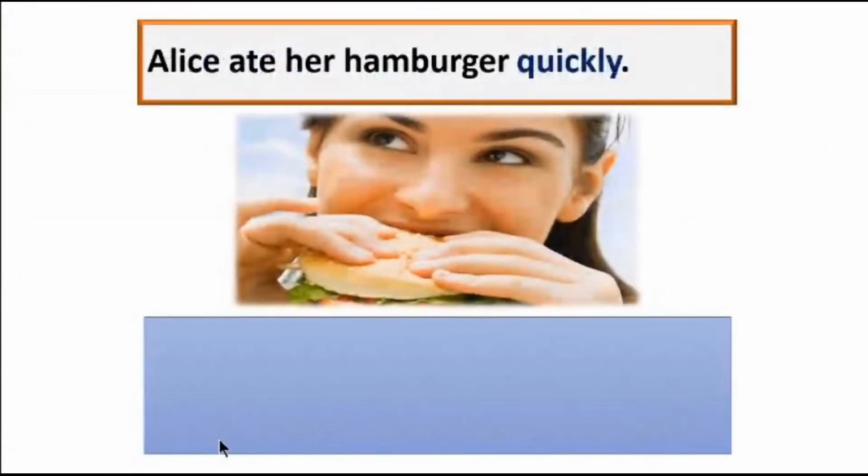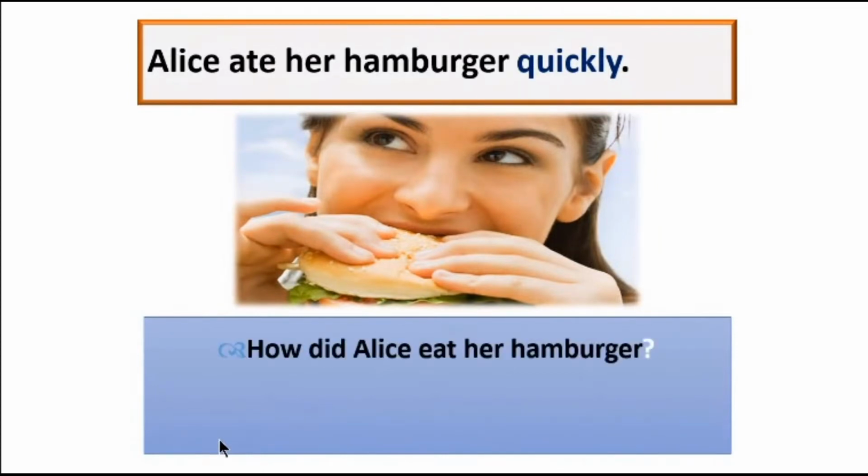Pay attention here. Alice ate her hamburger quickly. The question is, how did Alice eat her hamburger? You can say quickly. The action is ate, and then you have quickly.